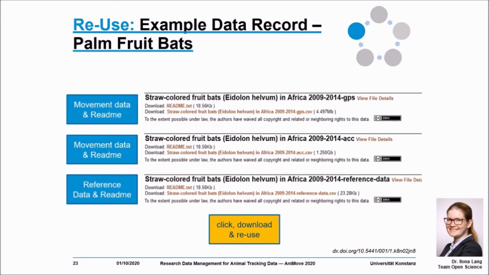This is an example of what the file section of a dataset in the repository looks like. The first section consists of the movement data of straw-colored fruit bats itself, accompanied by the corresponding README file. The next file is another CSV file, which contains acceleration data. You can see another README file here as well. The last section contains the reference data about the animals and another README file. You can download and reuse every file you see here. Just click on it, download it, and start working with it.